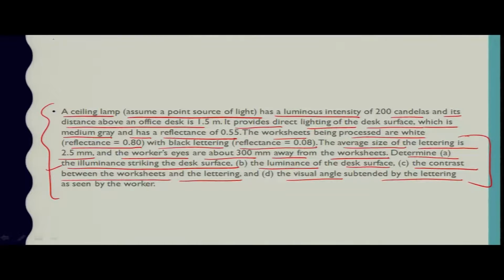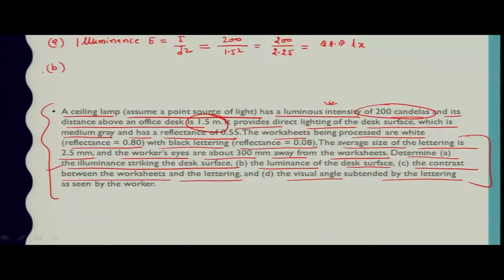As we know, the formula to calculate this illuminance is E equals I upon D square. Where I is luminous intensity, given as 200 candela. Now small d is the distance above an office desk, that is 1.5. So here you can calculate it, and it will come out as 88.8, and the unit of illuminance is lux. Now question B is the luminance of the desk surface. So how will we calculate the luminance?